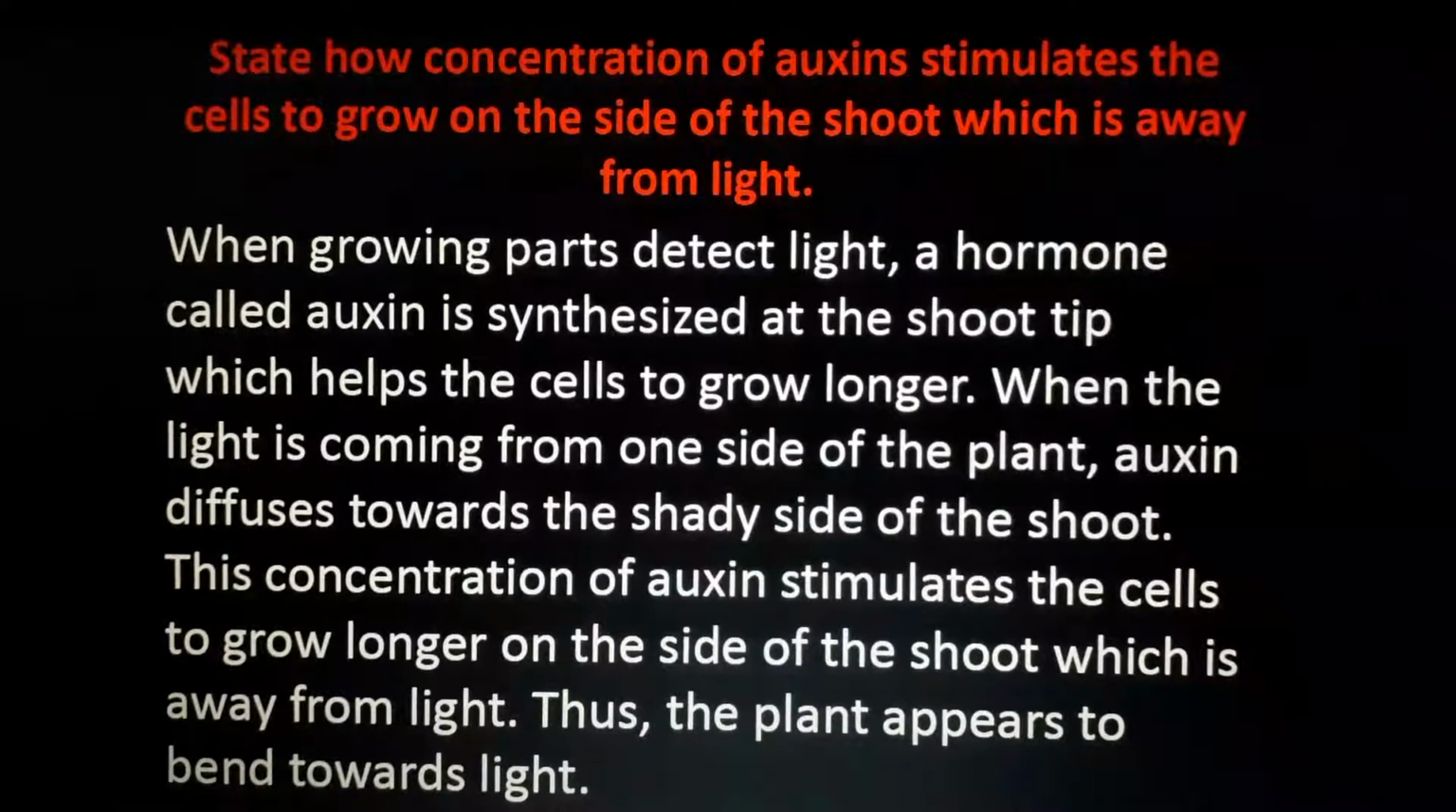This concentration of auxin stimulates the cell to grow longer on the side of the shoot which is away from the light. Thus the plant appears to be bending towards light. Actually, why is the plant bending? Because auxins are running away from the sunlight, and they get concentrated in the darker side, and it will stimulate growth in that part. That's why the plant is bending. Understand? Not because the leaves love sunlight. That's not the reason. Anyway, that's the magic of science, isn't it?